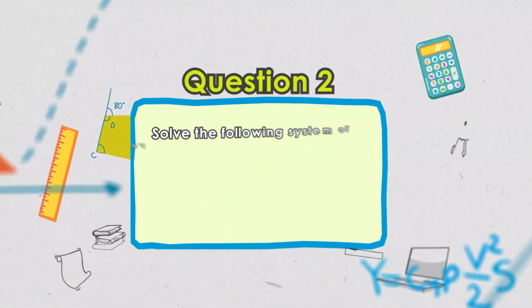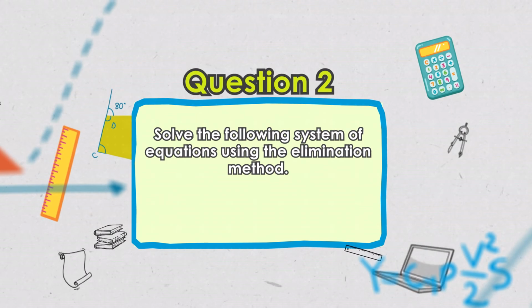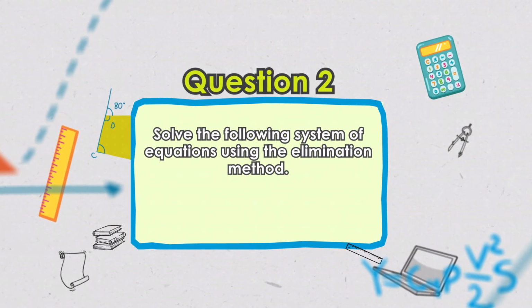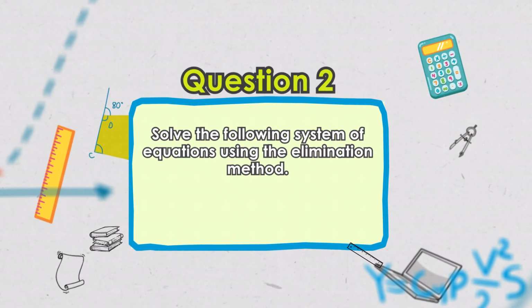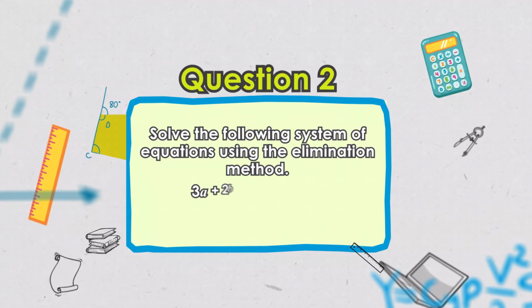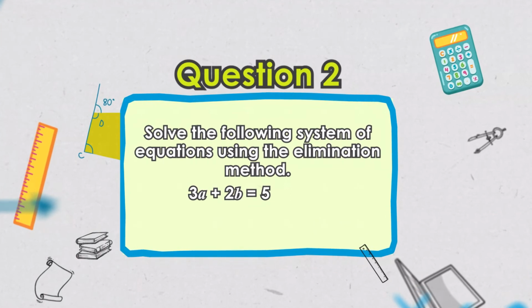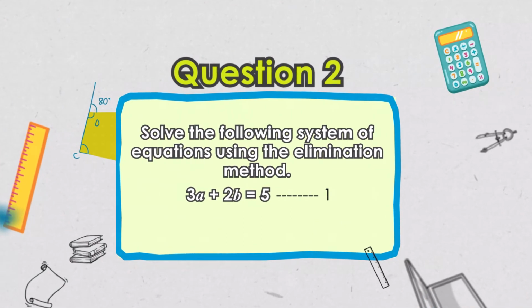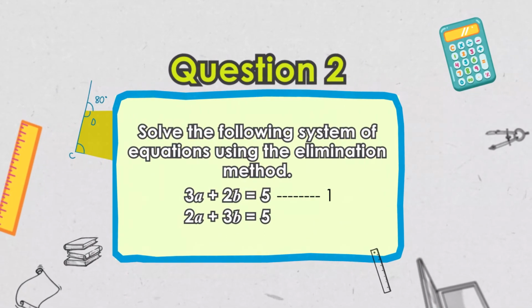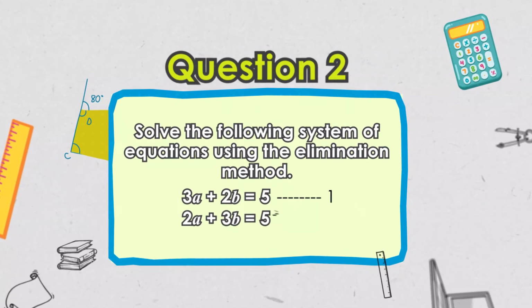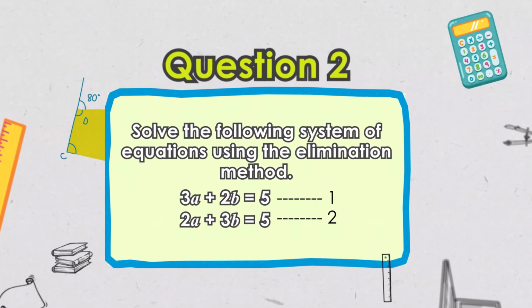Let's look at question 2. Solve the following system of equations using the elimination method. 3a plus 2b equals 5 as the first equation and 2a plus 3b equals 5 as the second equation.